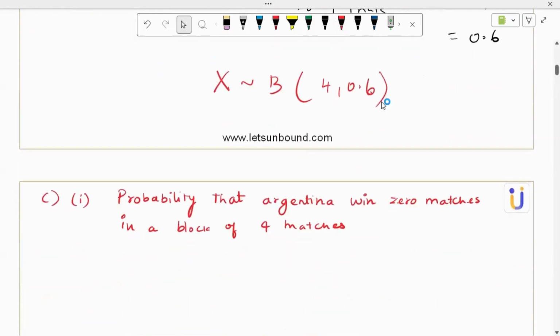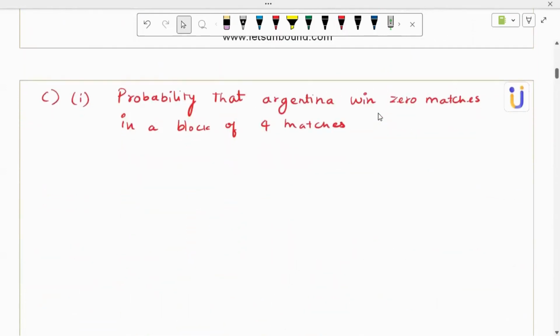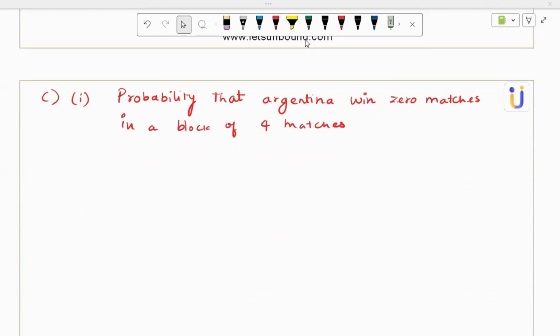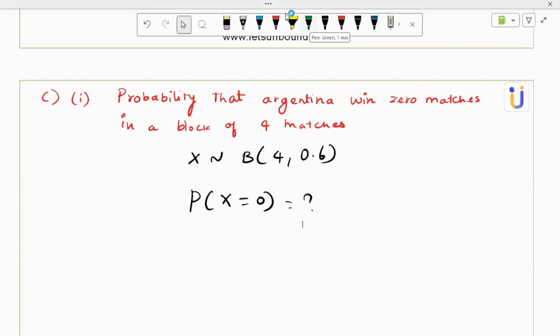Now the next question. Use this binomial model to find the probability that Argentina win 0 matches in a block of 4 matches. Everywhere we are considering a block of 4. Now we are going to find the probability that Argentina wins 0 matches. So the probability of X equal to 0 for this binomial, 4, 0.6. Quite simple. We can go for the GDC and just solve this technically. Here we go.